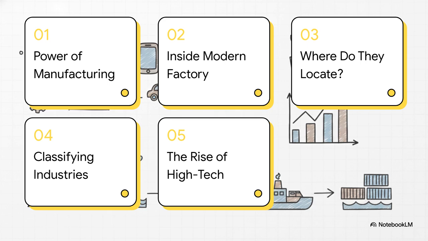First up, the power of manufacturing. Second, inside the modern factory. Third, where do industries locate? Fourth, classifying the industrial world. And finally, number 5, the rise of high tech.